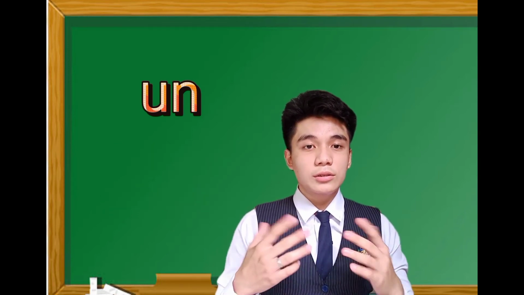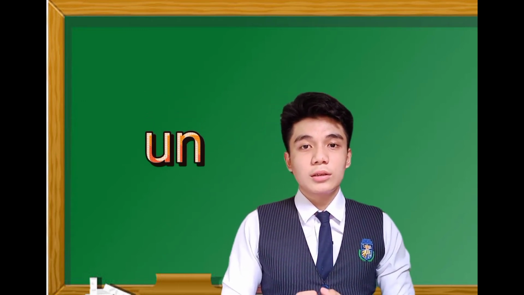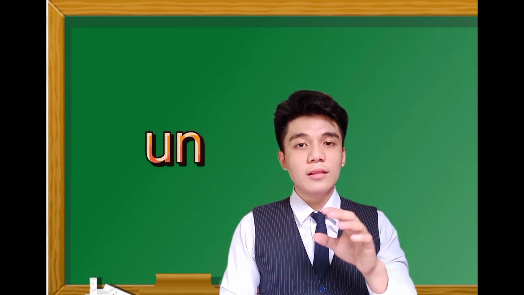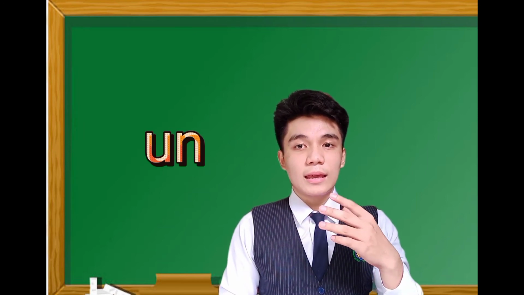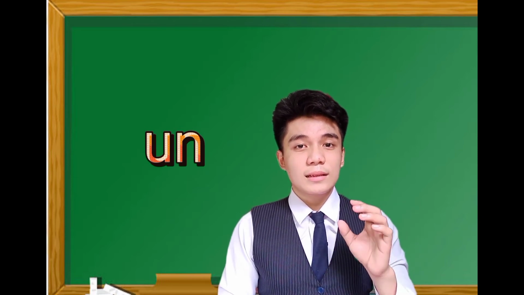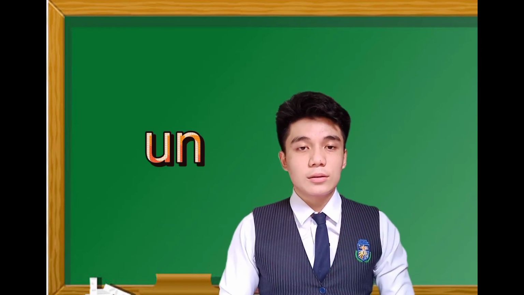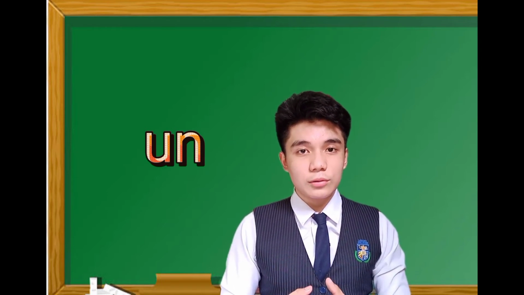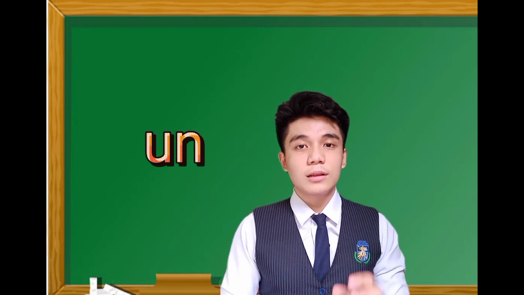So as you can see, you can observe that the end of each word is a consonant or a vowel letter, but except the letter e. So that is a hint for you to use this indefinite article, the word un.